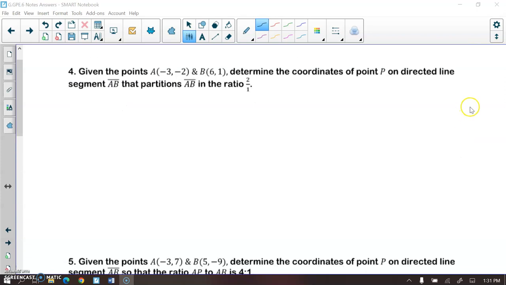So continuing on, same exact thing. We are given points A and B. We're finding point P on the line segment AB that partitions this line segment up into a ratio of 2 to 1. So AP would be labeled 2, PB would be labeled 1. That means that P is 2/3 of the way from point A.